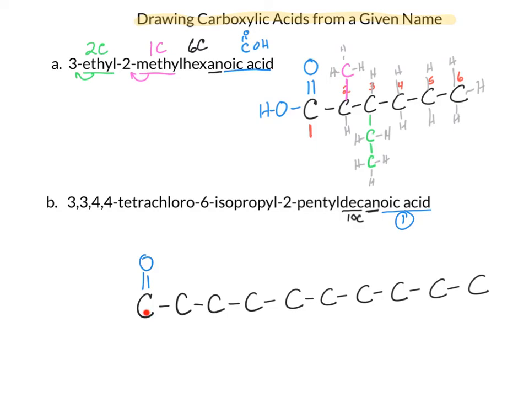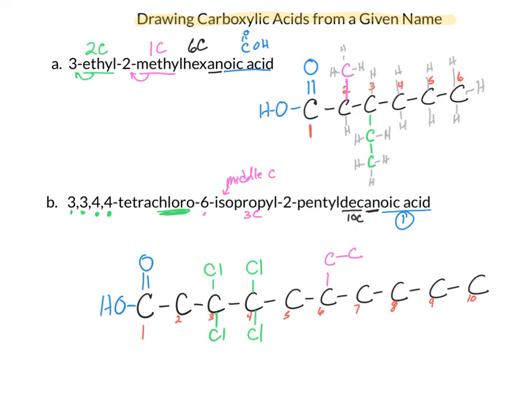Now we're going to put in all the other groups that we see here. So I'm going to go in order because I like to not forget which ones I'm doing. So on carbon 3, I'm going to put a chlorine. On 3 again, I'm going to put another chlorine. On 4, I'm going to put another chlorine. On 4, I'm going to put another chlorine group. Then we go to carbon number 6. We're going to put an isopropyl. Remember, propyl means 3 carbons. Iso means that it is attached to the middle of those 3 carbons. So a bond should go from carbon 6 to the middle of the 3 carbons in the isopropyl group. Next we go to carbon 2, and we're going to put in a 5-carbon chain. That is a pentyl group.